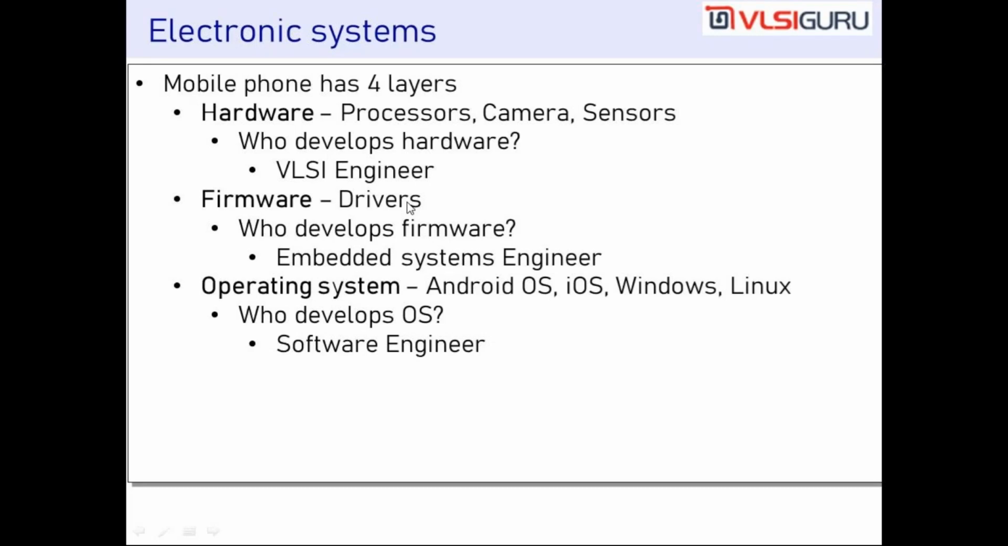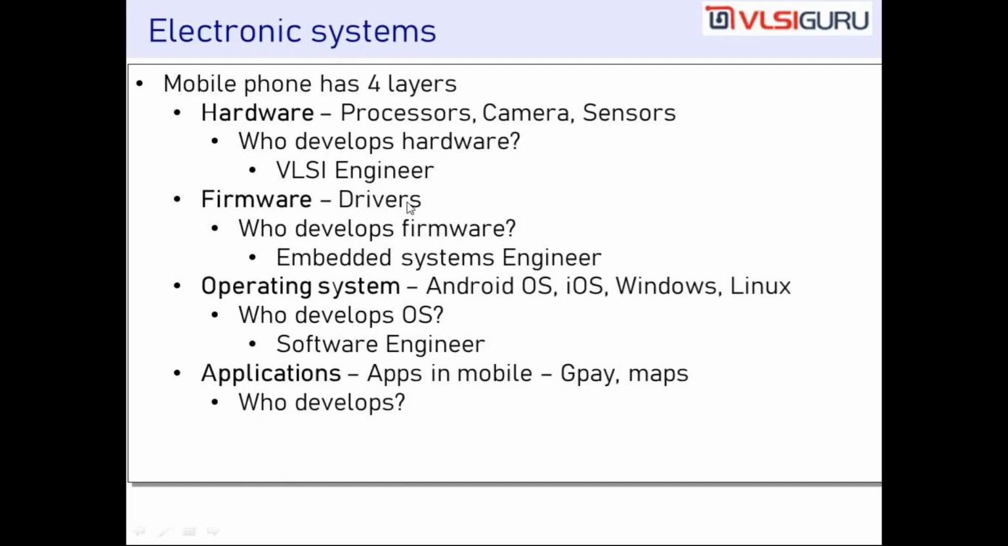Who is after the operating system? What is above the operating system? Applications, right? Once you have an operating system, you install apps, like you go to the Play Store, download and install. For example GPay, WhatsApp. These are all applications. Now, who develops applications? It could be a software engineer. Even I can develop one. I don't need to be a software engineer. I can be called an app developer. Anyone can. So it could be software engineers, it could be application developers.